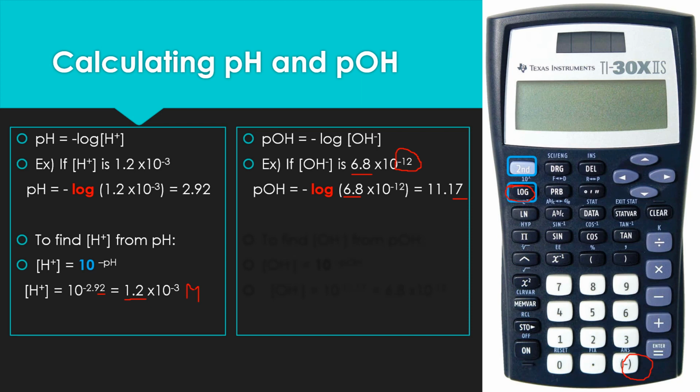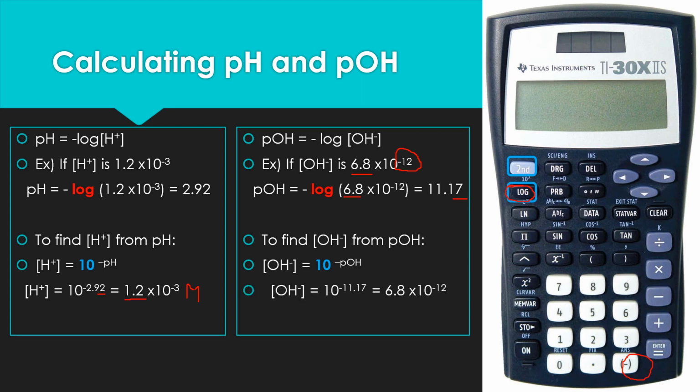All right, so again, we want to undo it. I've got my lab set up, and I need to find that hydroxide ion concentration. I got my pOH. So we're going to do the exact same thing. We're going to hit that second button and that log button, and then type in our negative. In this case, if we wanted to undo this one, 11.17, so 10 to the negative 11.17, and we get that hydroxide ion concentration. 2 decimal places there, and our pOH gives us 2 sig figs.